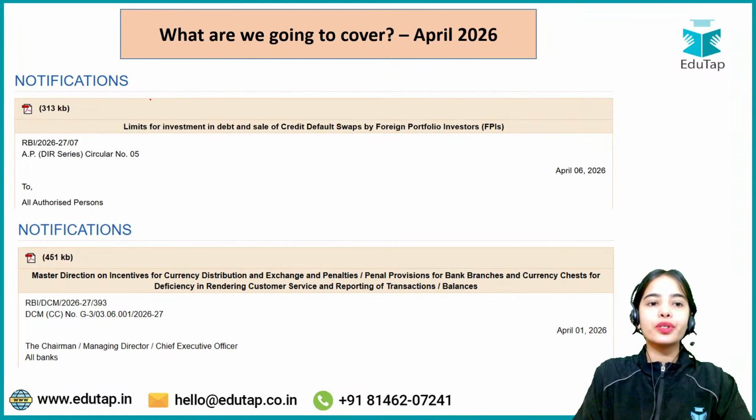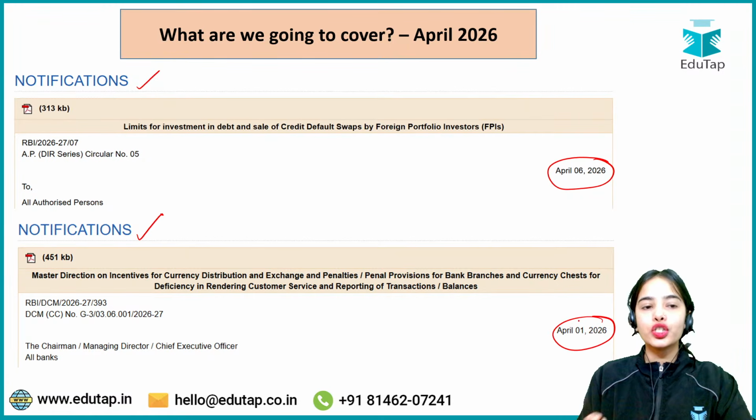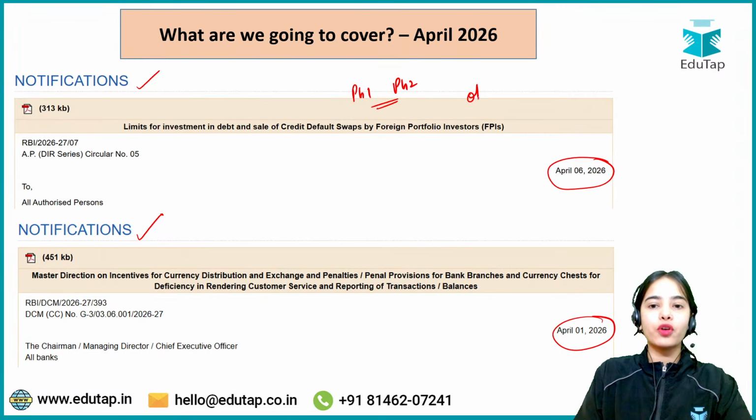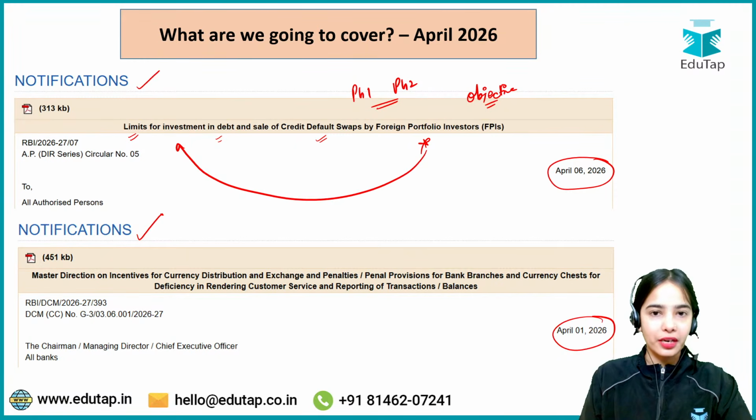So today we are going to discuss two very important notifications of the Reserve Bank of India that were released in the April month. Both these notifications are important from the Phase 1 as well as the Phase 2 perspective, specifically for the objective part. Okay, so let's get started. First of all, we are going to discuss the limits for the investment in the debt and the sale of credit default swaps by the foreign portfolio investors. There are different limits that have been determined for the foreign portfolio investors, so that we will discuss.